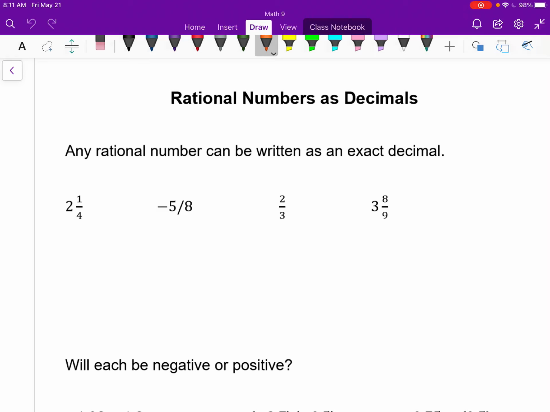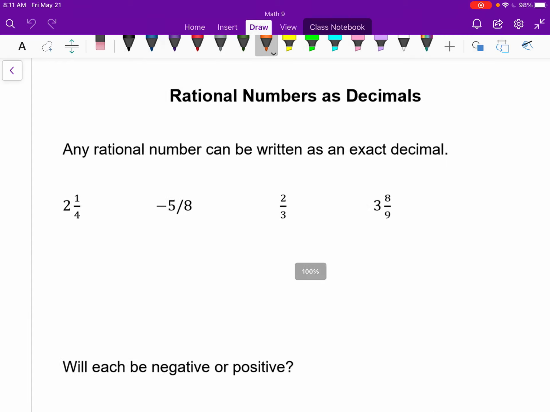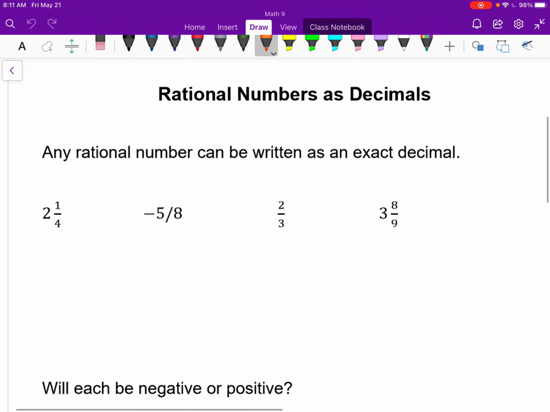So the focus of this lesson is looking at rational numbers expressed as decimals. And even though if you look at the start, I see some fractions, I want to decimalize these. And as I mentioned last day, any rational number can be written as an exact decimal. The decimal may repeat, but if it repeats, it has some sort of pattern.